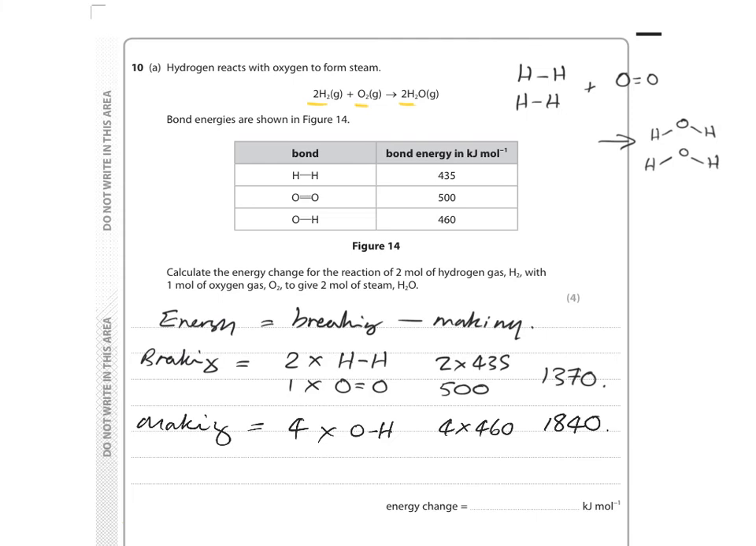So I've got breaking minus making, 1370 minus 1840. That gives me a value of minus 470 kilojoules per mole, and that it is a combustion reaction. Hydrogen burns in oxygen, and therefore you would expect the value to be exothermic, and the value of minus 470 will get you 4 marks.